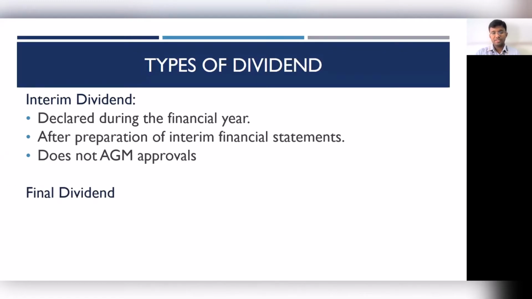Now, the next type of dividend is what is called final dividend. What do you mean by final dividend? Final dividend is a dividend that is paid at the end of the financial year. The dividend that gets paid at the end of the financial year is what is called final dividend. So for final dividend, you will have to wait until the end of the financial year.